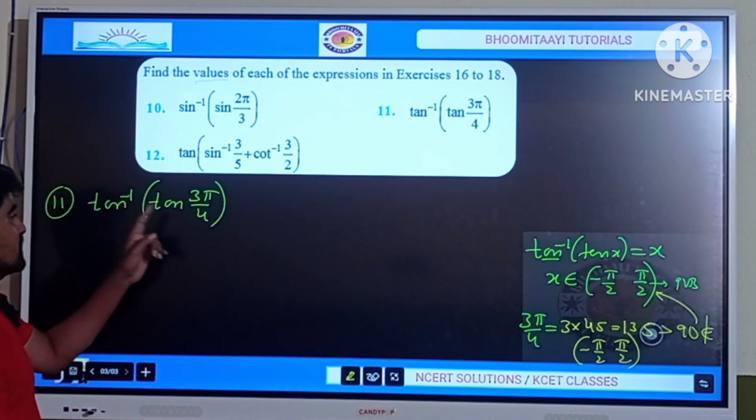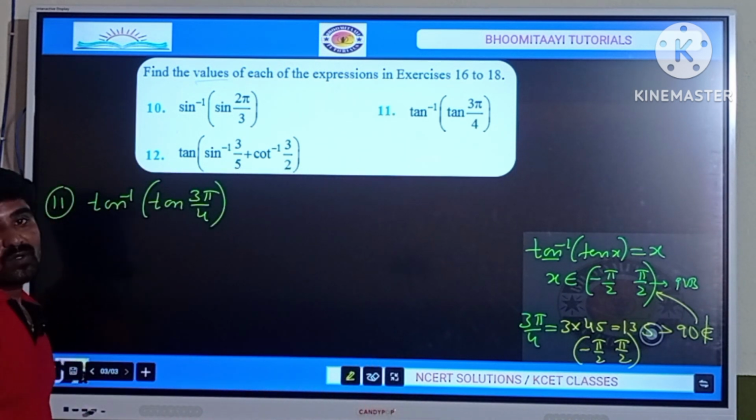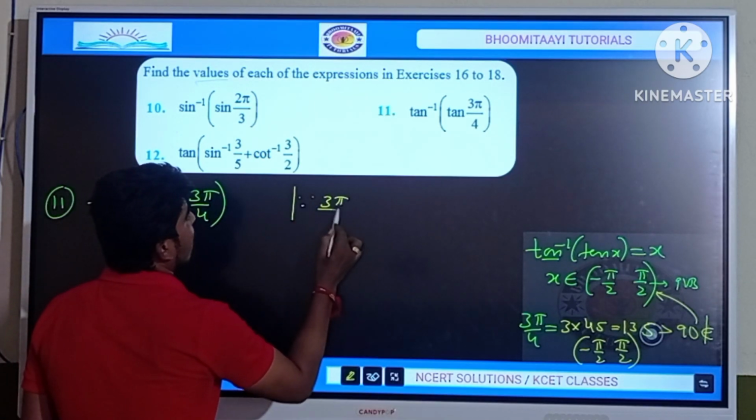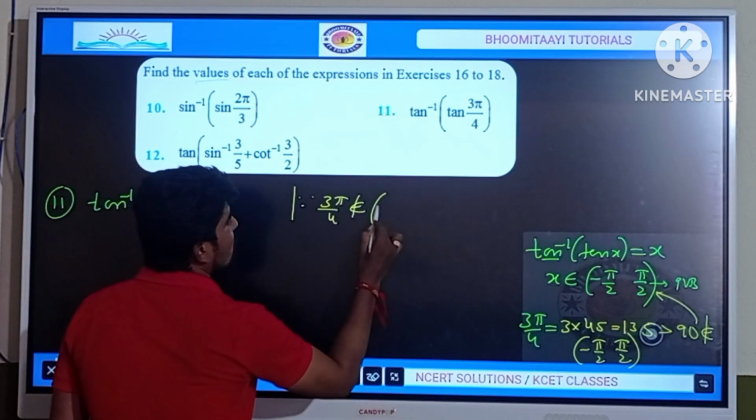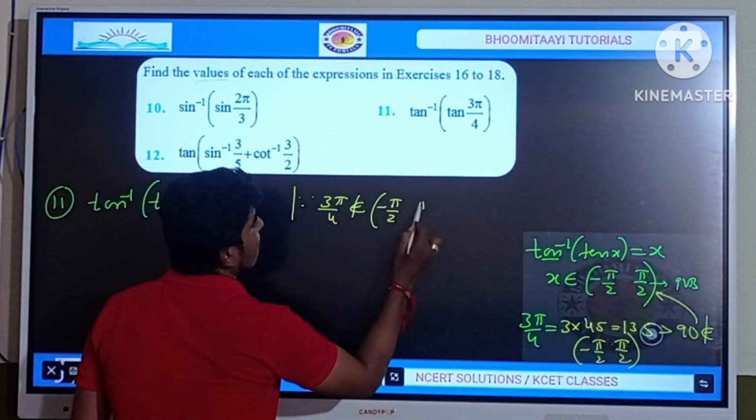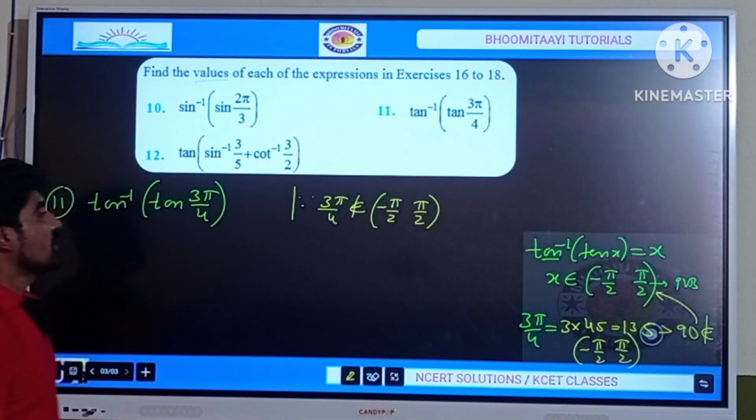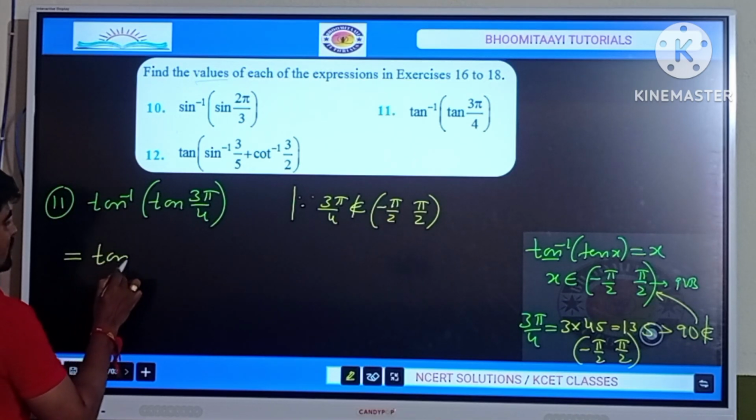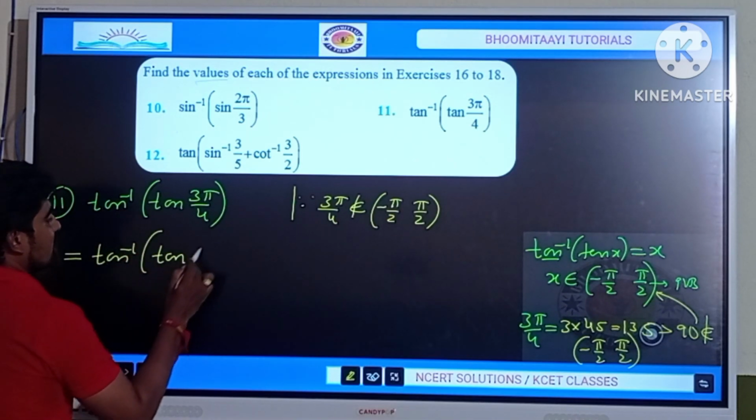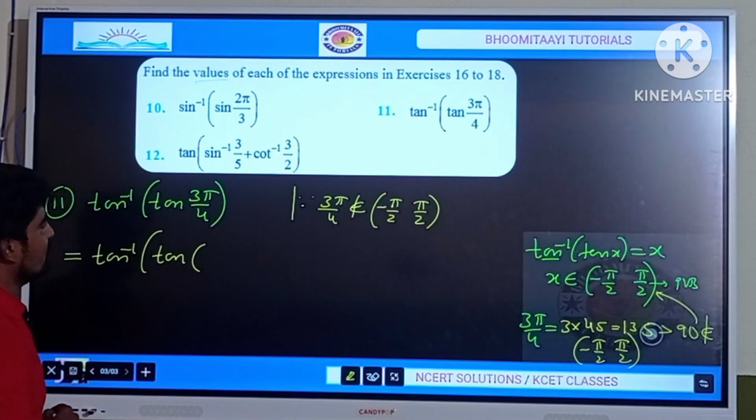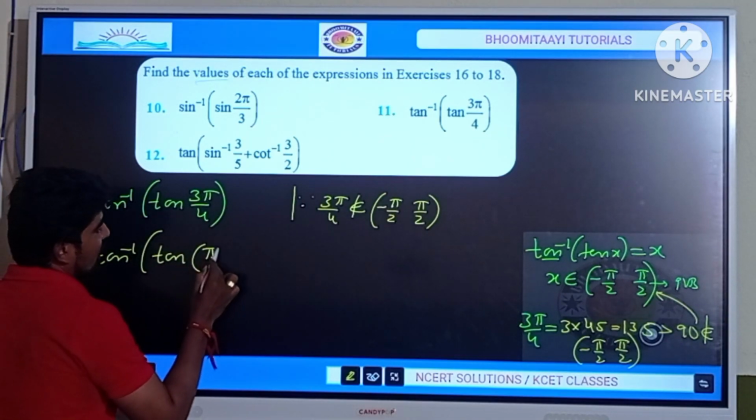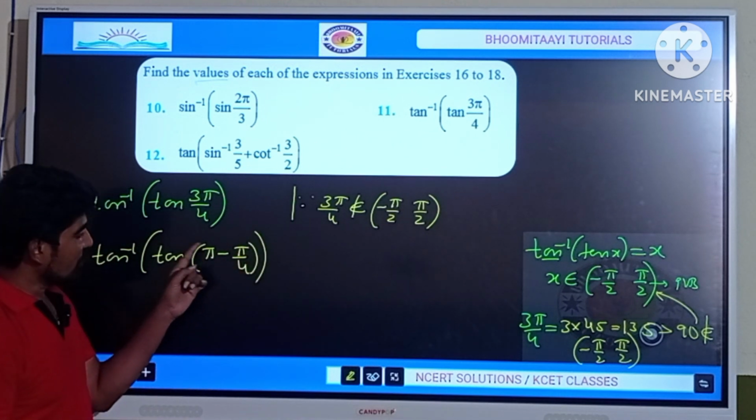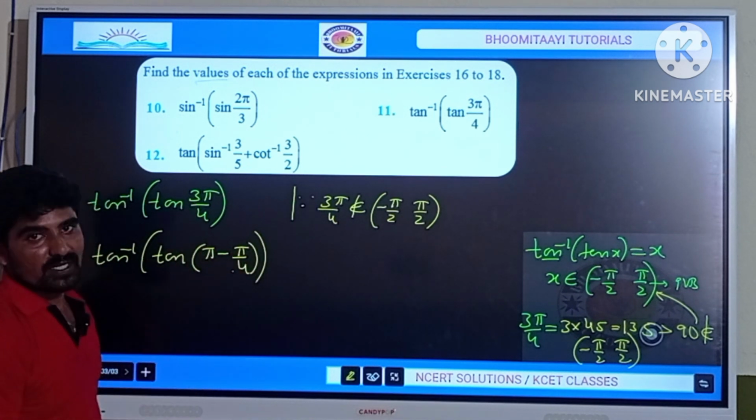So tan inverse of tan 3 pi by 4 is not equal to 3 pi by 4. Why? Because 3 pi by 4 does not belong to the open interval minus pi by 2 to plus pi by 2. So now let us convert this 3 pi by 4. tan inverse of tan 3 pi by 4 can be expressed by using the right angles as pi minus pi by 4. So here 4 is the LCM, 4 pi minus 1 pi is 3 pi, so 3 pi divided by 4.